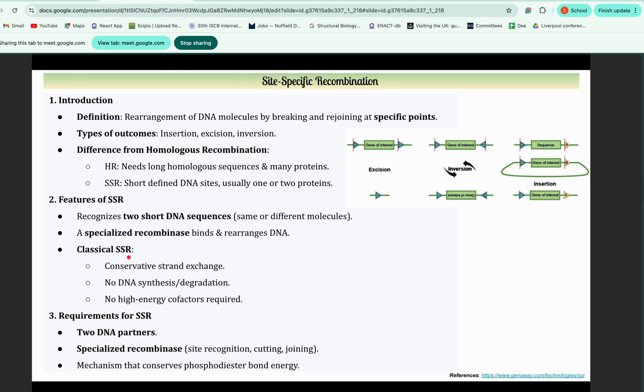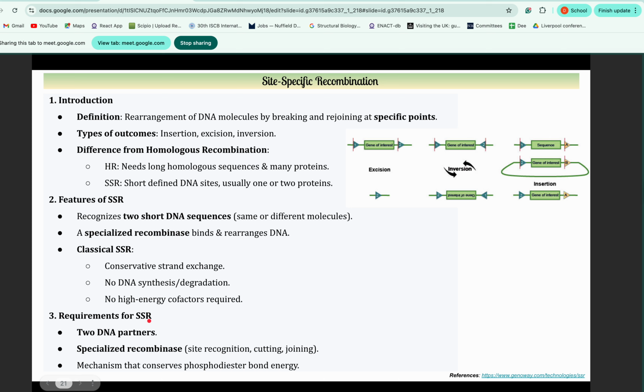So classical site-specific recombinases use conservative strand exchange, with no DNA synthesis or degradation, and no high-energy cofactors are required. These are some of the points of difference from HR.